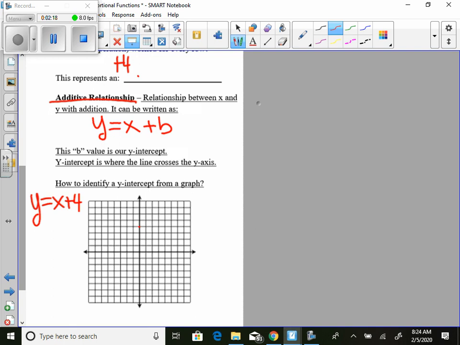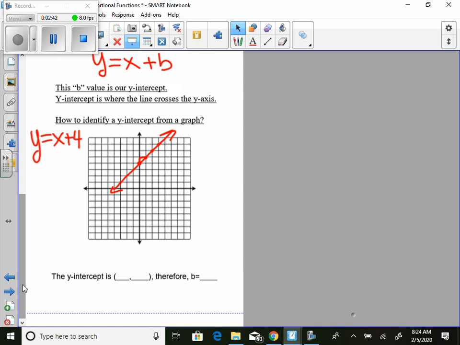1, 2, 3, 4. From there, we have to make more points, and we're just going to go up 1 over 1 every single time. Make our little staircase, up 1 over 1, up 1 over 1. And once we have a few points on there, we're going to use a straight line to connect all of our points. Our y-intercept is wherever it crosses the y-axis. So this right here is my y-axis, and I'm looking for where it crosses. I know that it crosses at (0, 4). Therefore, my b is positive 4.